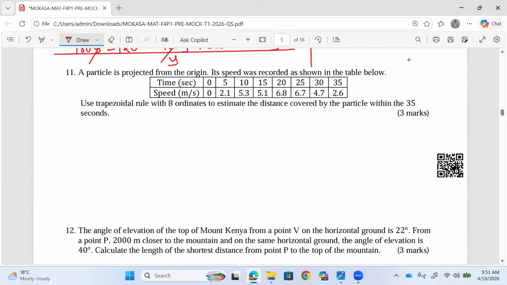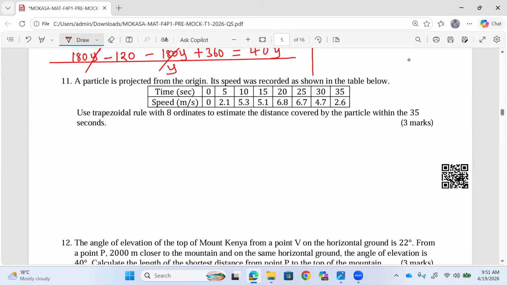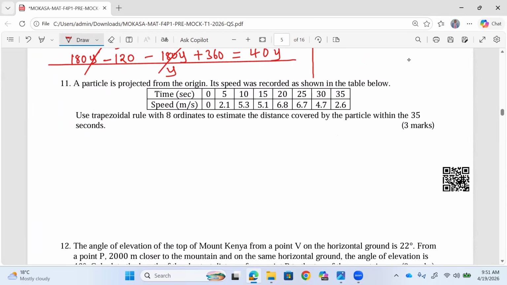We are now at number 11. We are pulling through very quickly. Now, a particle is projected from the origin. Its speed was recorded as shown in the table below. Use trapezium rule with 8 ordinates to estimate the distance covered by the particle within the 35 seconds.